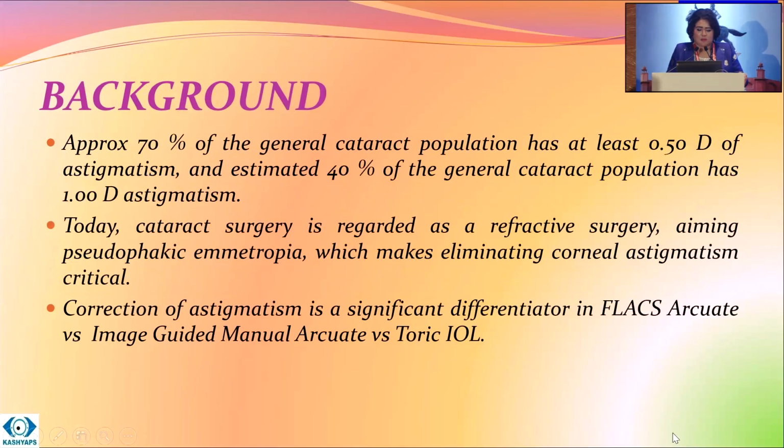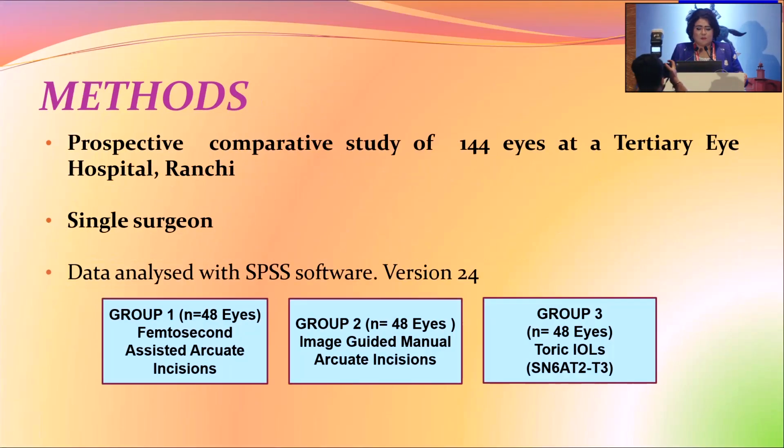An estimated 40% of the general cataract population has one diopter of astigmatism, and today cataract surgery is regarded as refractive surgery aiming at pseudophakic emmetropia, which makes eliminating corneal astigmatism critical. This is a prospective comparative study of 144 eyes, single surgeon, data analyzed by SPSS version 24. Group 1 is 48 eyes, femtosecond laser assisted arcuate incisions. Group 2, 48 eyes, image guided manual arcuate incisions. Group 3, 48 eyes, toric IOL, SN6A2 to T2 to T3 model.